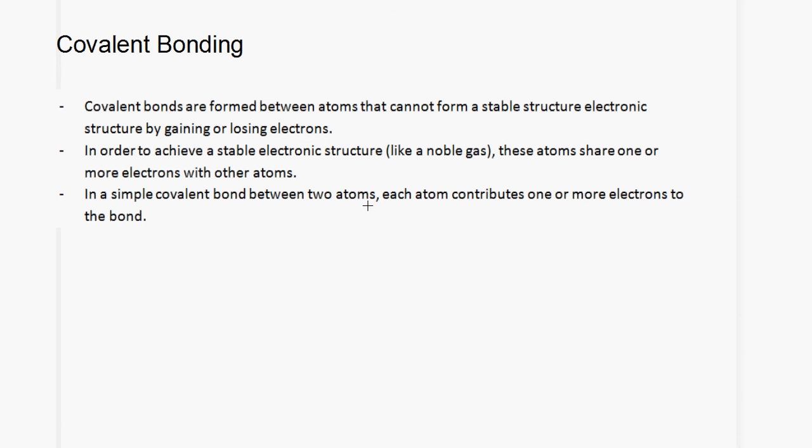Now let's look at covalent bonding. Covalent bonds are formed between atoms that cannot form a stable electronic structure by gaining or losing electrons. As in the case of ionic bonding, we have the metal losing electrons and we have the non-metal gaining electrons. But in the case of a covalent bond, the atoms are not able to form a stable structure by doing that. So in order to achieve a stable structure like a noble gas, these atoms share one or more electrons with other atoms. In a simple covalent bond between two atoms, each atom contributes one or more electrons to the bond.